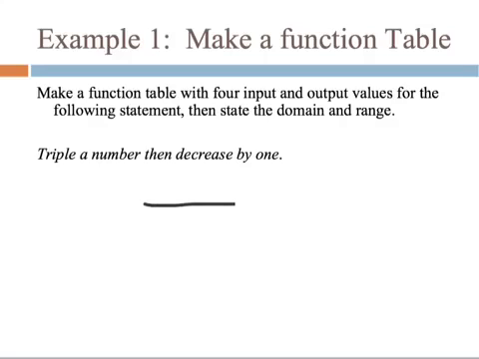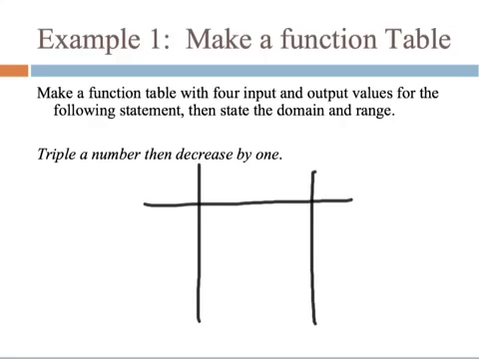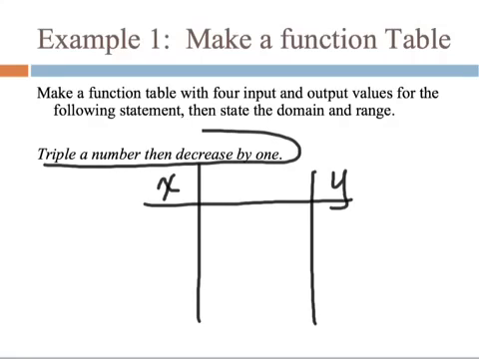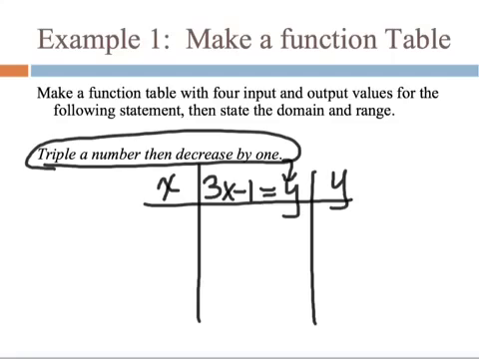We remember from our definition that a function table, according to our text, looks like this. So we rock an X here, that's going to be my input, Y is out here, that's my output, and then we need to make the rule to represent this right in here. And so it says triple a number, then decrease by 1. So that is 3x minus 1, and that's going to give me y. So my input is x, I put that number in, I triple it, I subtract 1, my output is y.